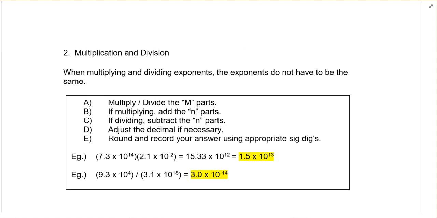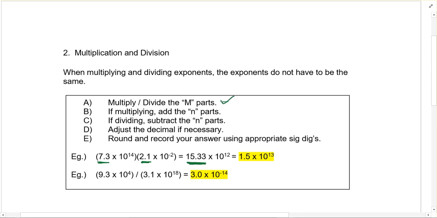So multiplying and dividing is actually a little bit easier than adding and subtracting. We don't have to have the same exponent on these ones. You can just follow these steps here. It says multiply or divide the m parts. By the m parts, if you look back on that last page, I mean the original formula for scientific notation, just your numbers, right? So in this case, we just multiply 7.3 times 2.1. That gives you 15.33. So that's step number one.